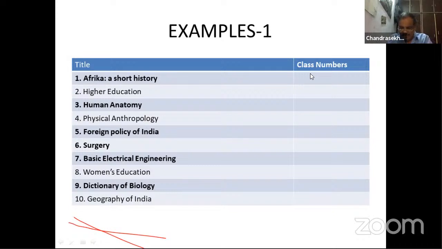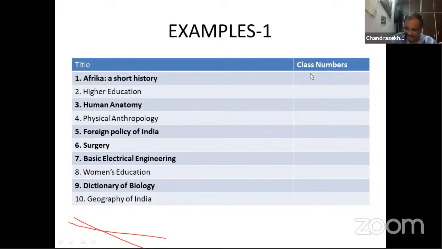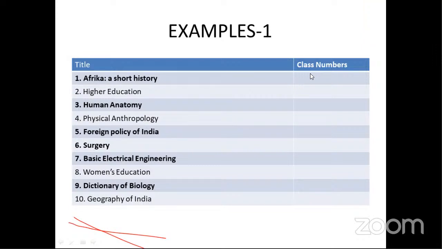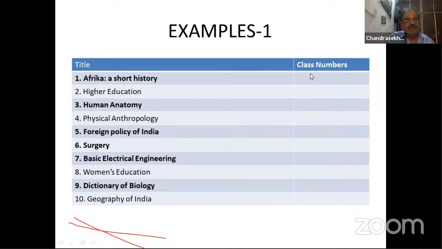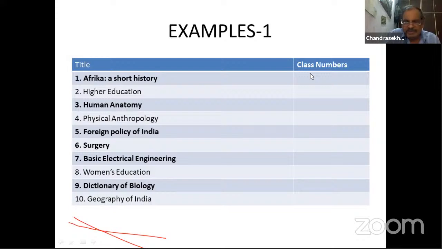914 is geography of Europe. 919 is geography of other areas. 913 is geography and travel in the ancient world. 914 is geography and travel in Europe. 915 is geography and travel in Asia. Here you have to understand one thing. 915 means 91 is the base number for geography, and 5 is Asia from Table 2, geographical divisions.